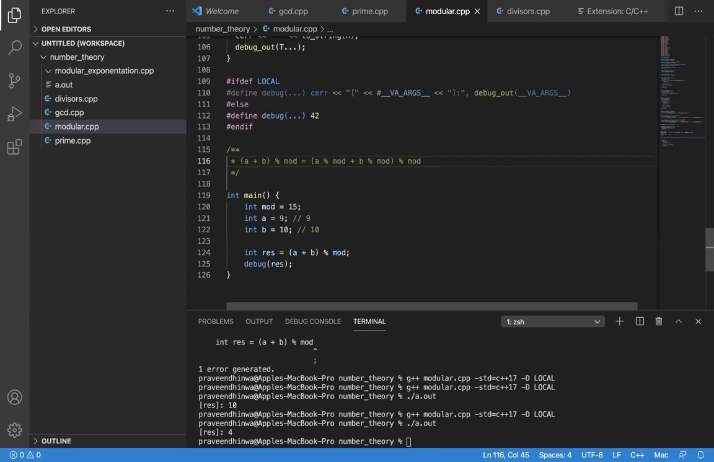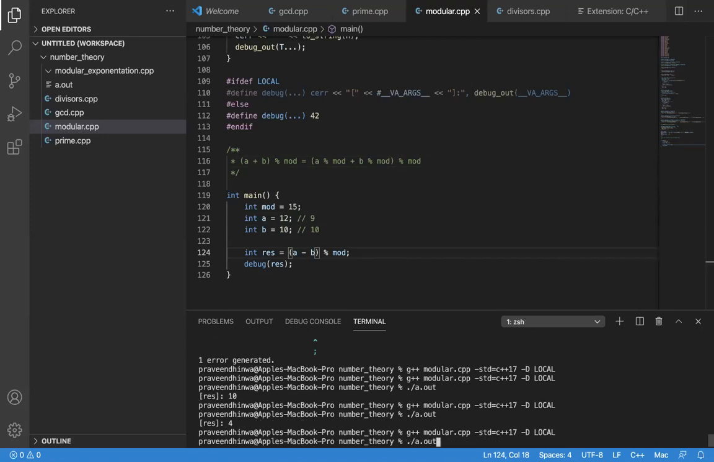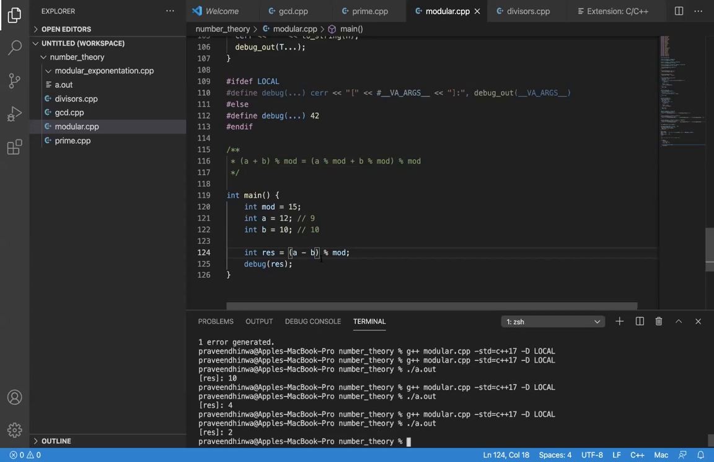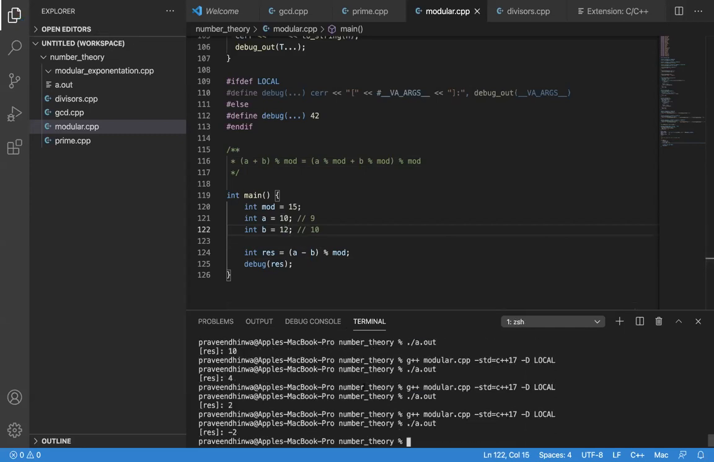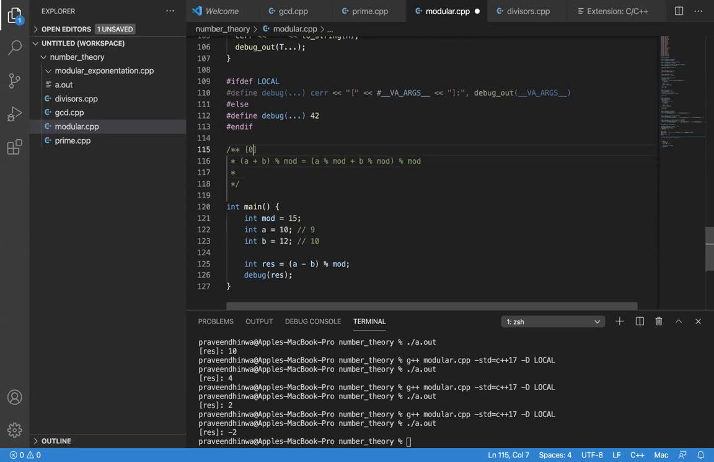Similarly, if A was 12 and B was 10, what will be A minus B percent mod? In this case, it should be 2. Suppose A was 10 and B was 12. What will be the answer? The answer is -2. But whenever we are doing modulo arithmetic, it's a good idea to keep all the numbers in the positive range, 0 to mod minus 1.